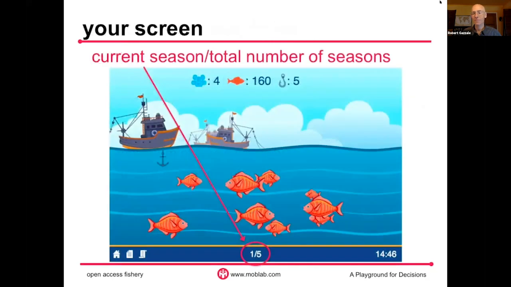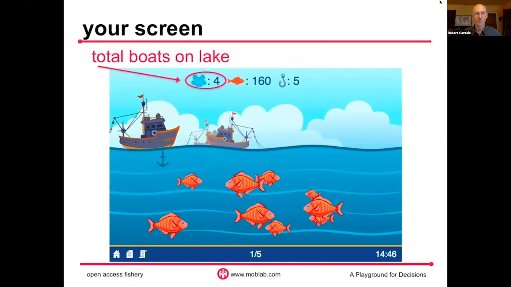At the bottom of your game screen, we see the current season and the total number of seasons. This player is in the first out of 5 seasons with the same other fishers. If your screen only has one number here, then you do not know the total number of seasons. Up at top, we have the total number of boats on the lake.